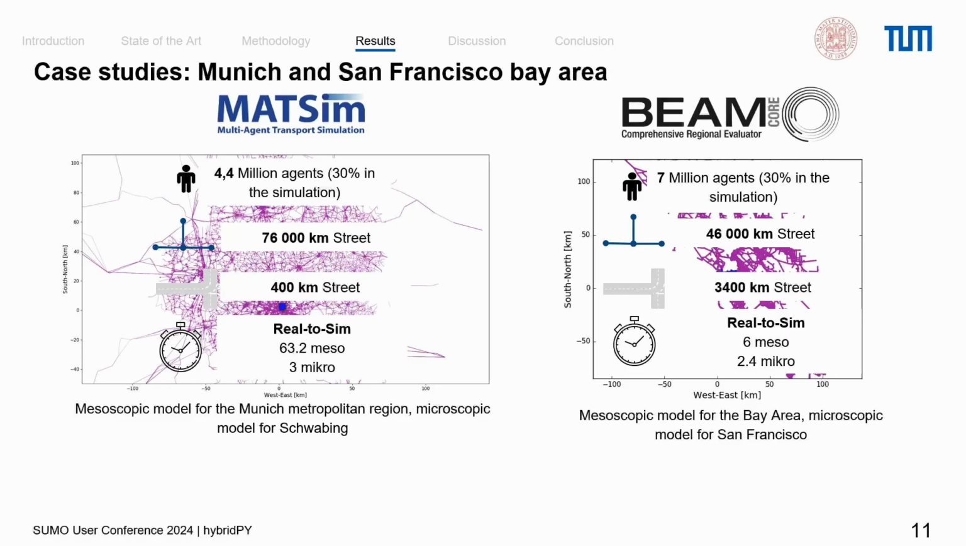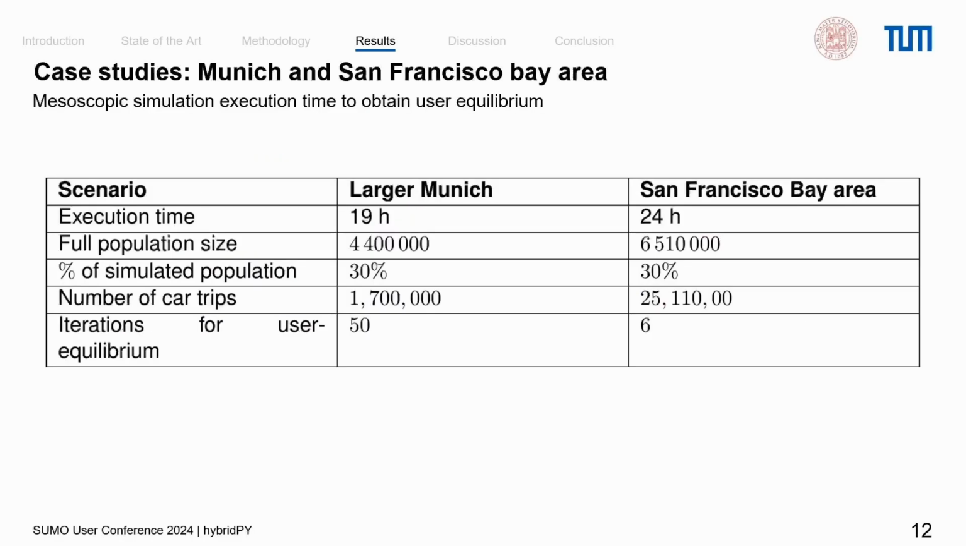When you want to compare the numbers from the left and the right, we need to take into account that for the MATSim scenario, we only do a car-only scenario, meaning we are only routing the cars and simulating the cars. All other modes of transport are teleported. Well, for the BEAM scenario, we do simulate quite a few more modes of transport and even take into account car sharing and simulate this.